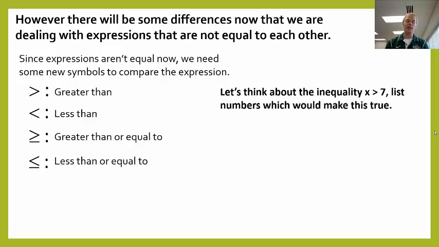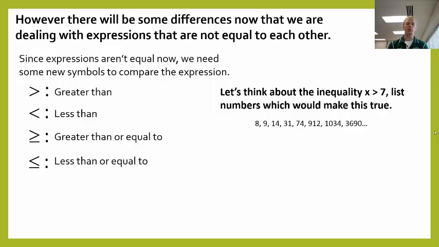So let's think about our inequality here. X is greater than 7. As I go from left to right, I hit the open end first, so I know that that's greater than 7. What numbers could make that true? Well, there's a lot of them, right? 8, 9, 10, 14, 74, 912, 1034, 3690, and the list could just keep going.